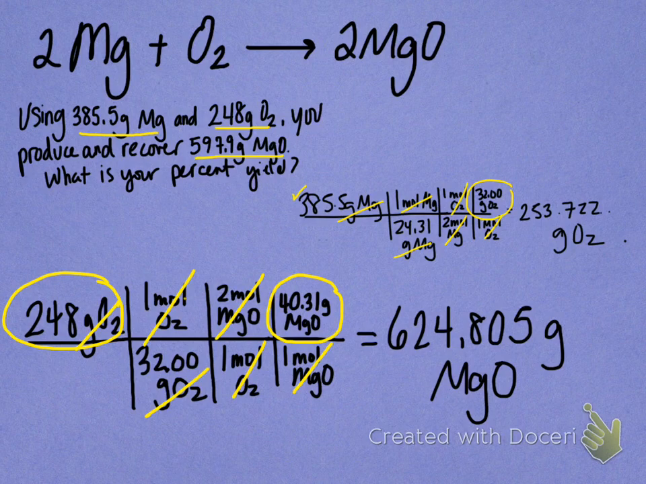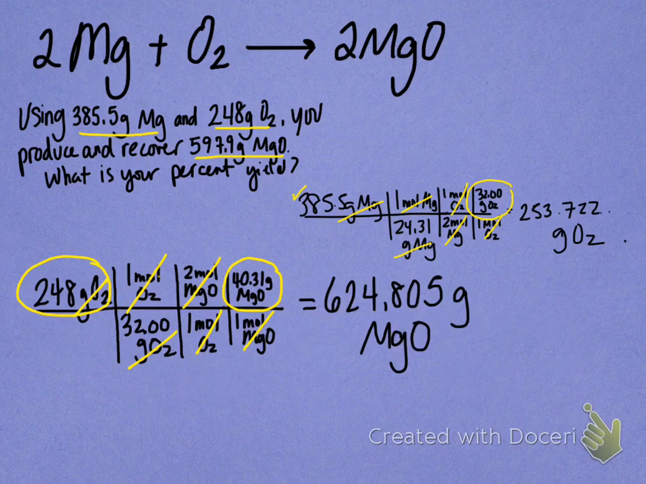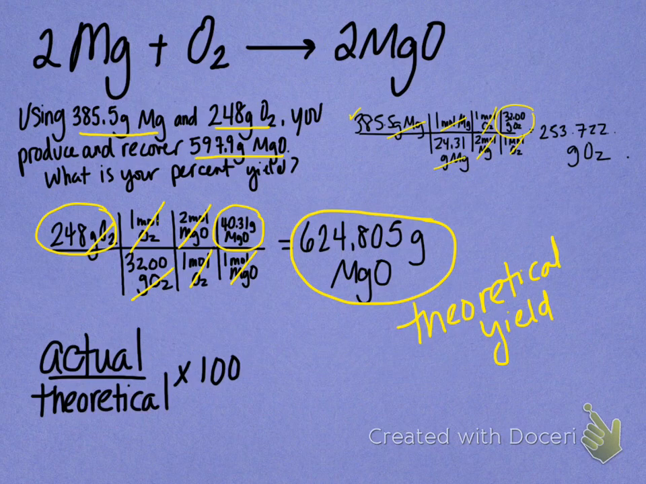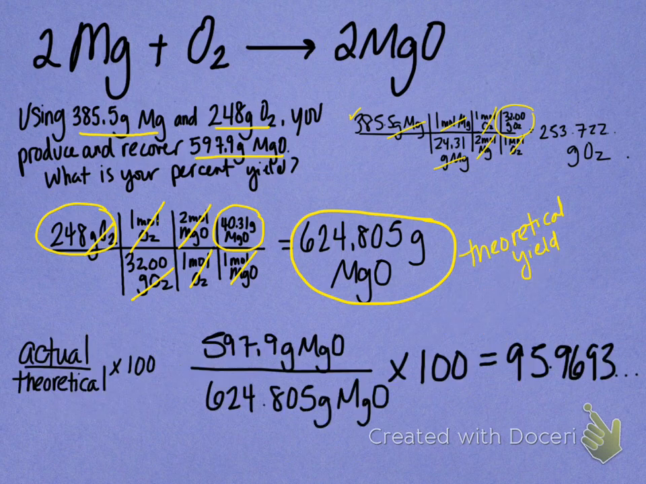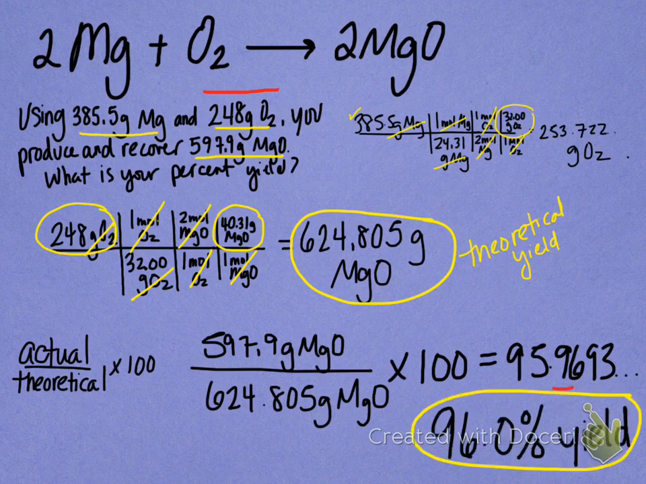But wait! You're not done yet. What is this number? Well, this number is our theoretical yield. I've written down the equation for percent yield: actual yield over theoretical yield times 100. Now let's plug in some numbers. I get a raw answer for my percent yield of 95.9693, etc. I'm limited to 3 sig figs by my given oxygen, so that's going to force me to round here, and this is going to be one of those weird ones that rounds up to a 0.0. Final answer? You have achieved a 96.0% yield. Not too shabby.